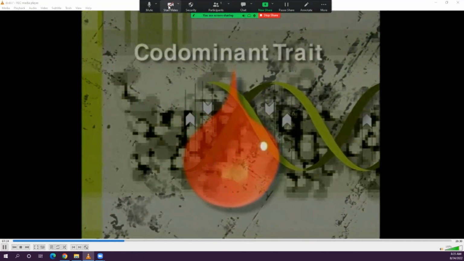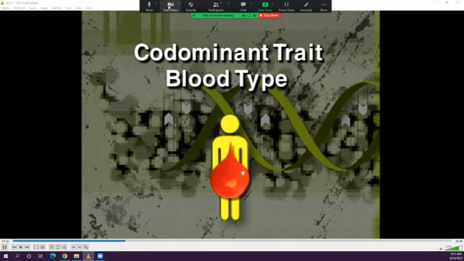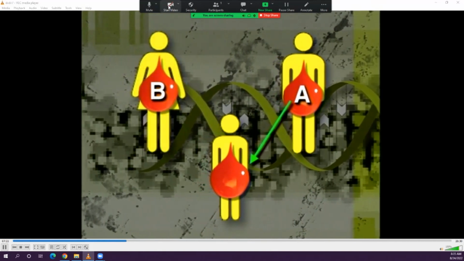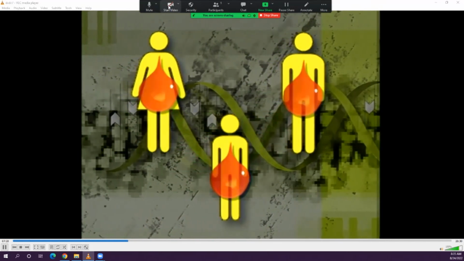Some traits may be codominant, such as blood type. An individual who inherits type A blood from one parent and type B blood from the other will have type AB blood, which is different from either type A or type B.